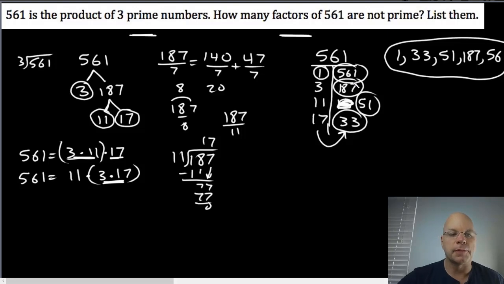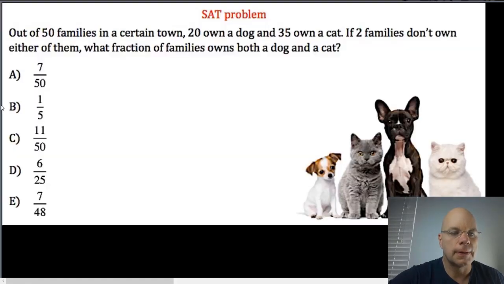Okay, problem number 3. Out of 50 families in a certain town, 20 own a dog and 35 own a cat. If 2 families don't own either of them, what fraction of families owns both a dog and a cat?